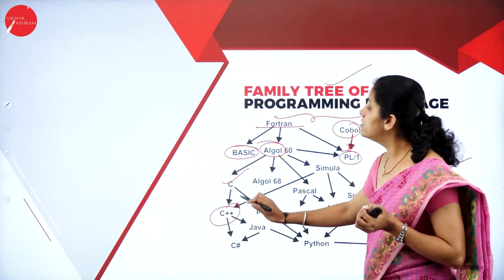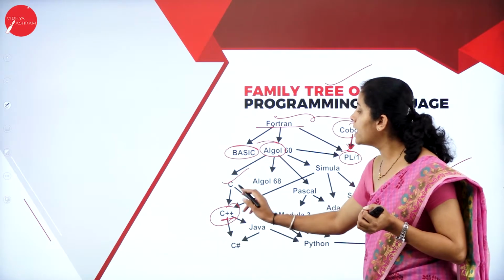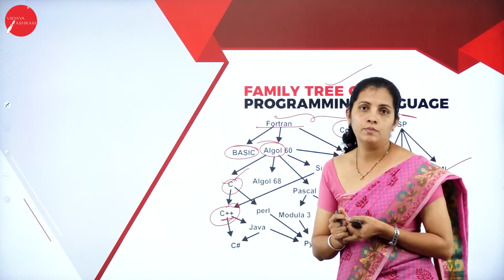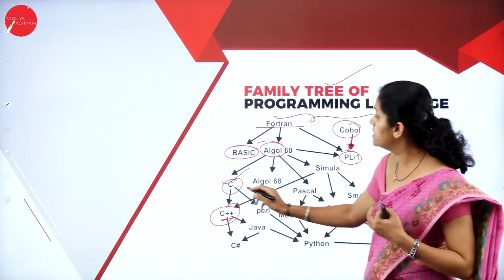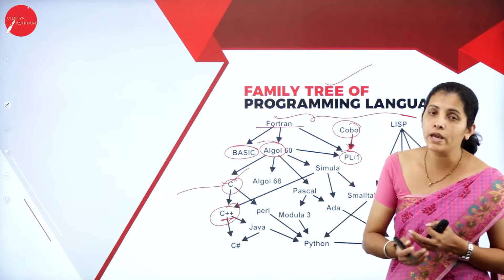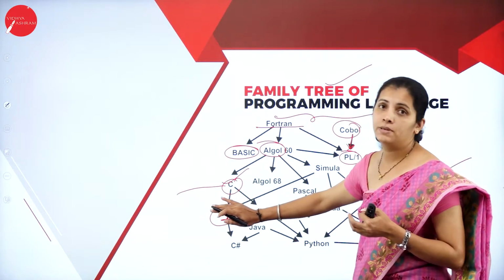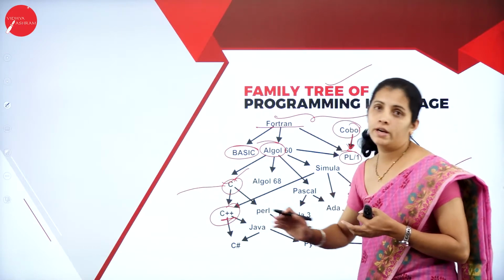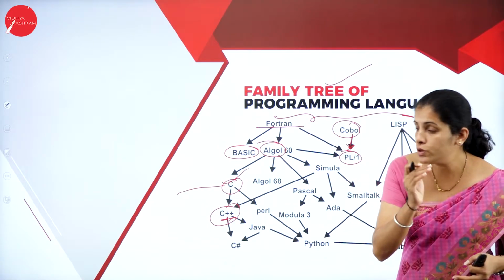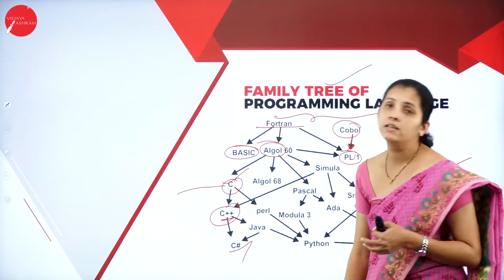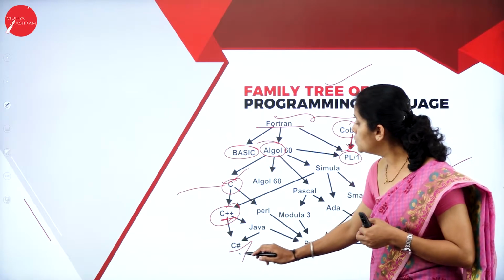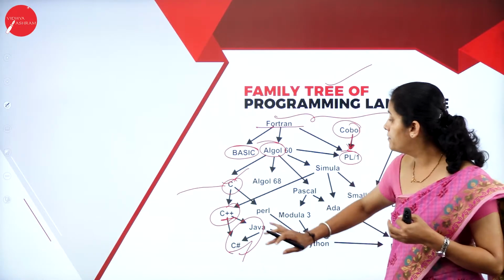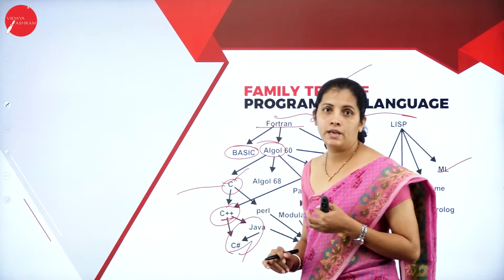That means the base for C++ programming is C. From C, I'm going to have the C++ programming language. That means here C is a structured programming language, whereas C++ is an object-oriented programming language. From object-oriented programming language, I'm going to derive C# and Java. So these two are object-oriented programming, and this is an example of a high-level programming language.